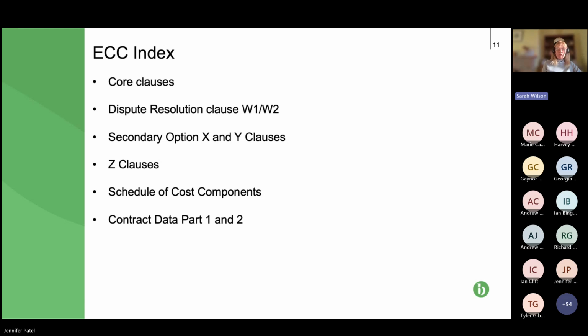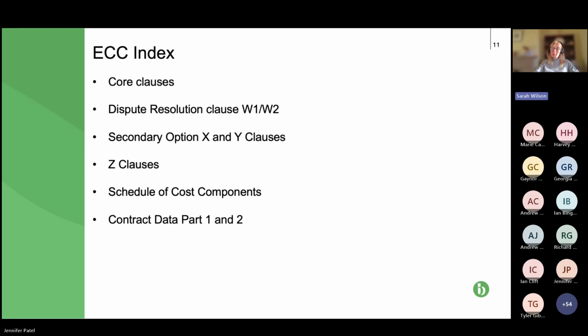Then we have our secondary option X and Y clauses. We looked at those, and if you remember, they tend to be, not exclusively, but they tend to be commercial clauses. So what are the delay damages going to be? When do they kick in? What is the retention? When's it paid? When is it released? Other securities for the paying party, performance bond, parent company guarantee, and then a few other issues that we'll come to later.